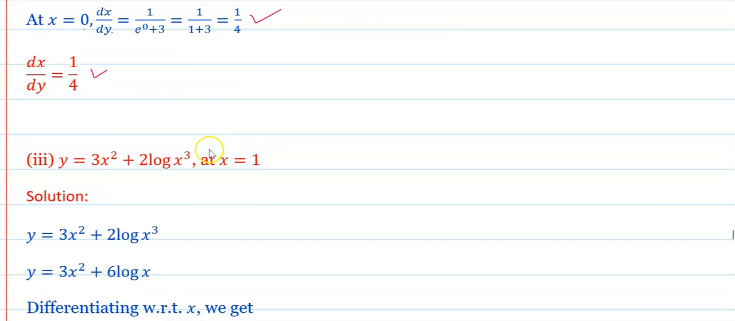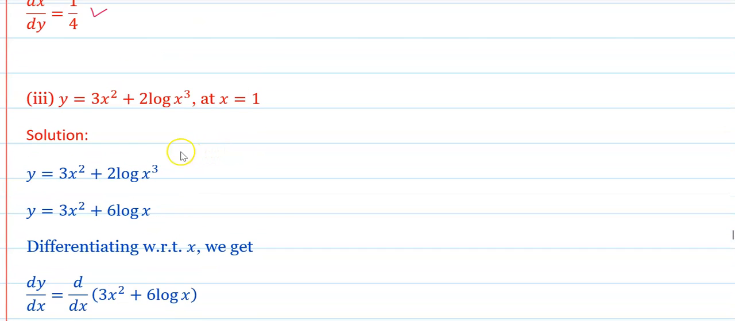Okay. Now the next question. Again, y is equal to 2x square plus 2 times log of x cube at x is equal to 1. Again, y is equal to 2x square plus 2 times log of x raised to 3.